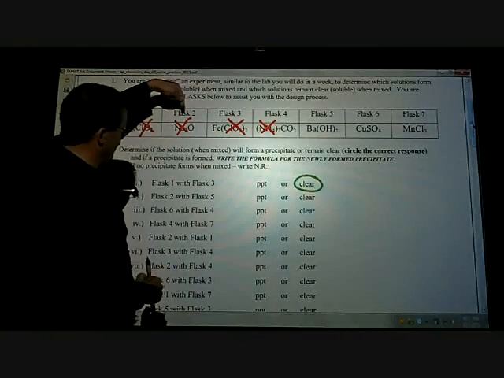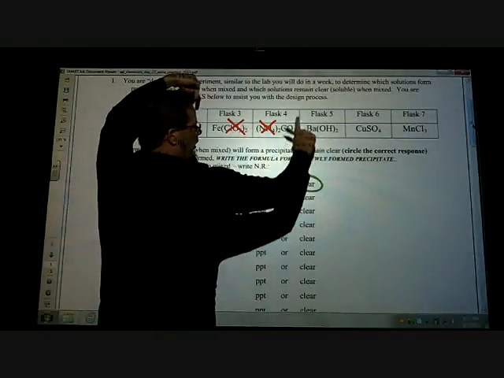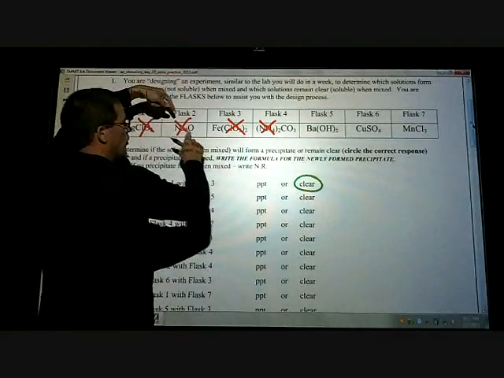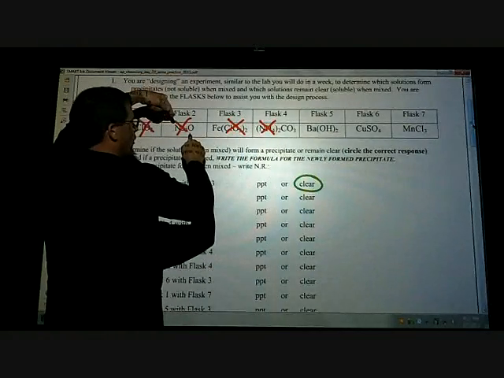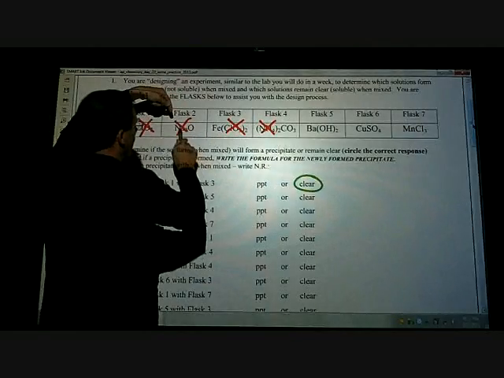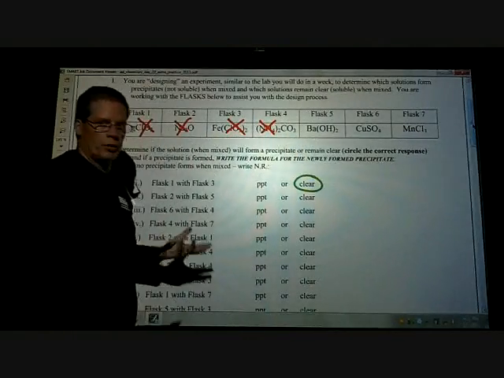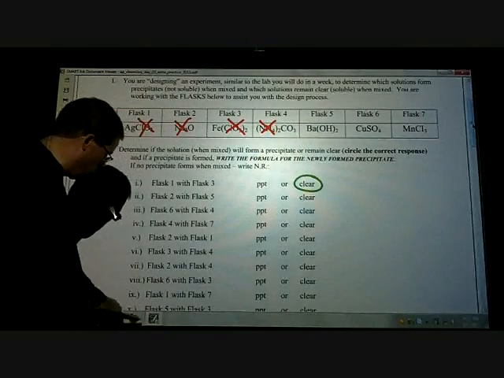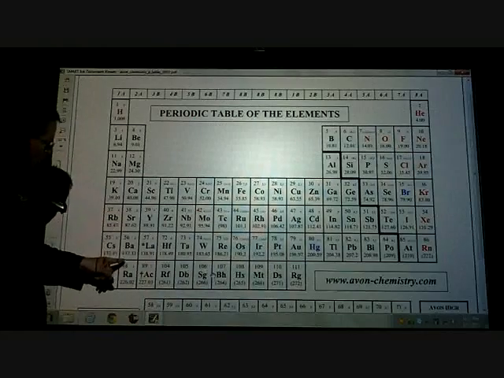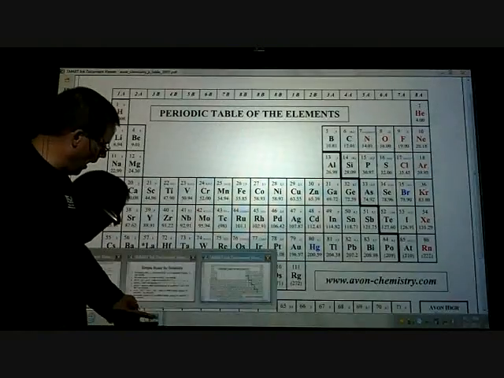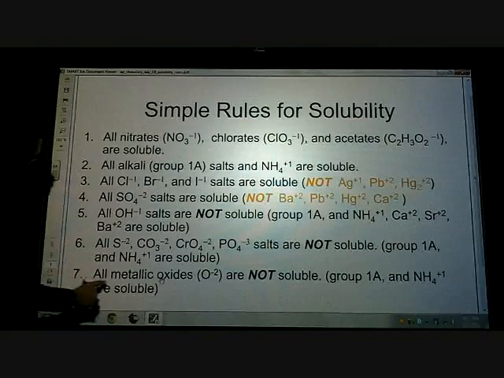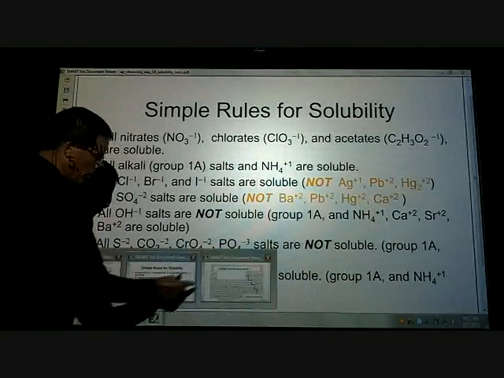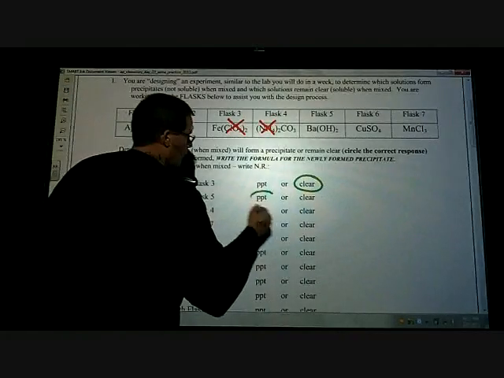When we mix 2 and 5, we have both of our candidates here. That means that something possibly could happen. And then with oxygen, well, barium with the oxygen is looking pretty good. And then sodium with the hydroxide, well, sodium's group 1A, so we're not even going to look at the sodium. But barium is definitely not a group 1A metal. Since barium's in group 2A, according to our rule, all metallic oxides are not soluble except group 1A and ammonium. So that means that we do have a PPT.